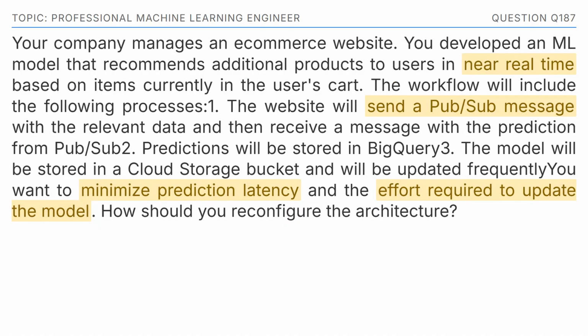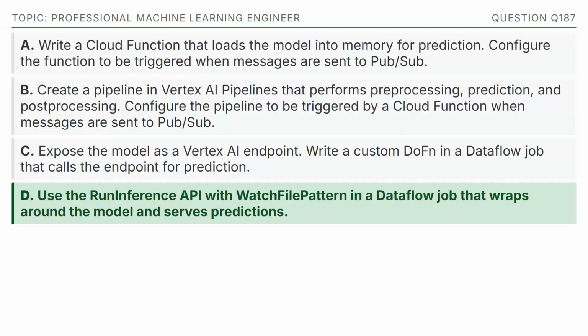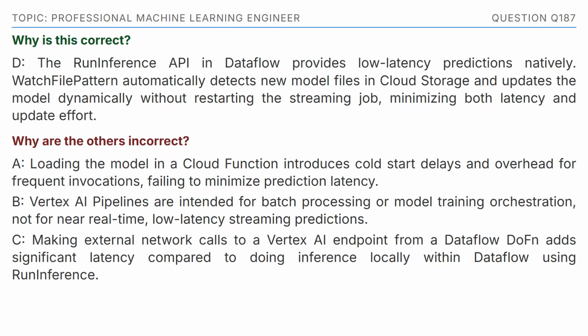To arrive at the correct answer, we focus on the keywords: near real-time, send a Pub/Sub message, updated frequently, minimize prediction latency, effort required to update the model. The correct answer is option D. Use the RunInference API with watch file pattern in a Dataflow job that wraps around the model and serves predictions. Why is this correct?